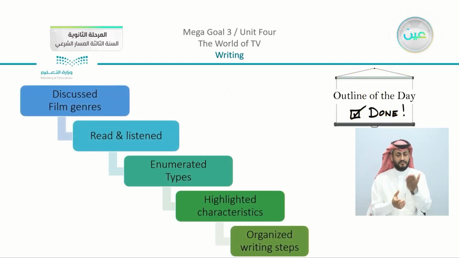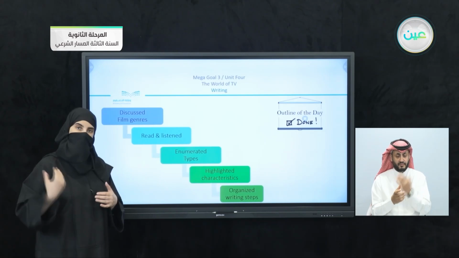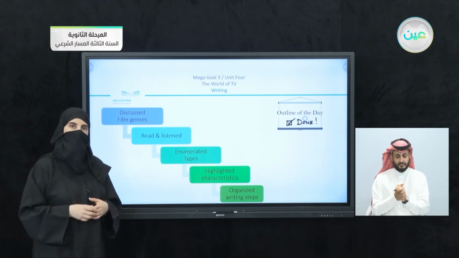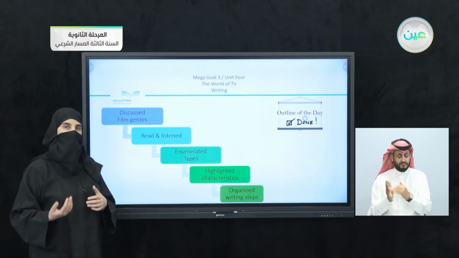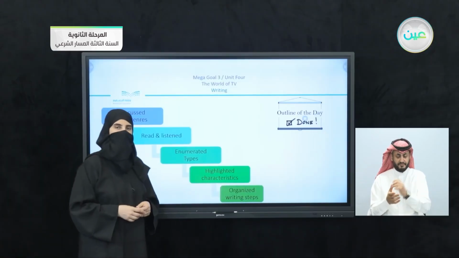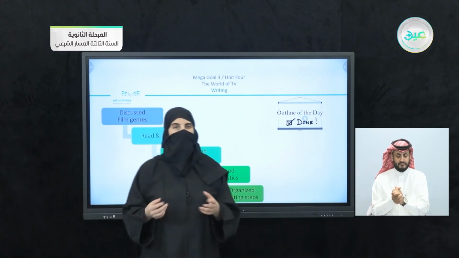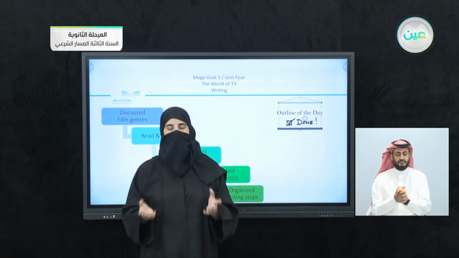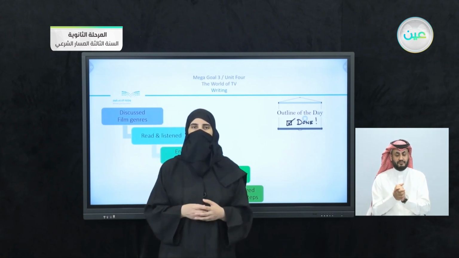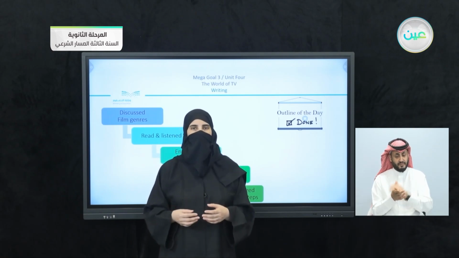We come to the end of our lesson. Our outline of the day is to discuss film genres. We also, in our previous lesson, read and listened to the basic text that we have in the lesson. We enumerated types, we highlighted characteristics, and we organized writing steps that are going to be very useful for you when you start writing your essay. So I am very sure that you are going to present excellent essays and you are going to think about the idea of film genres in a creative manner. You're going to start writing, and good luck.